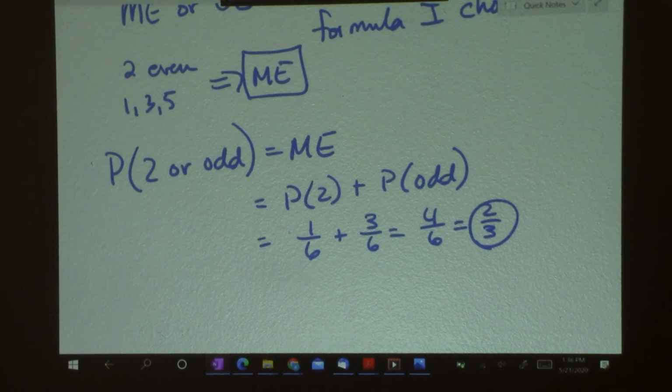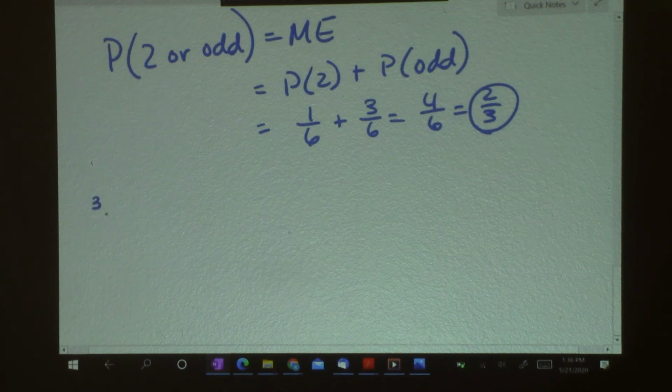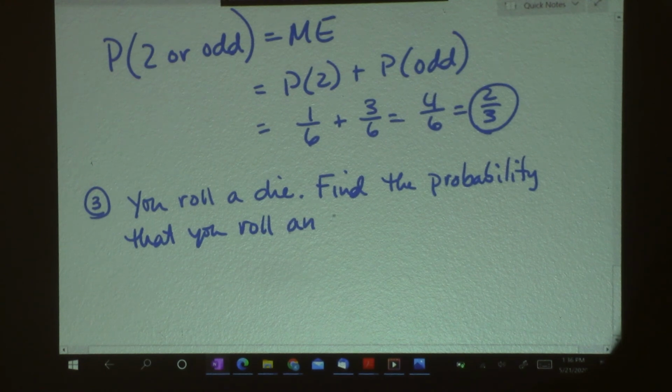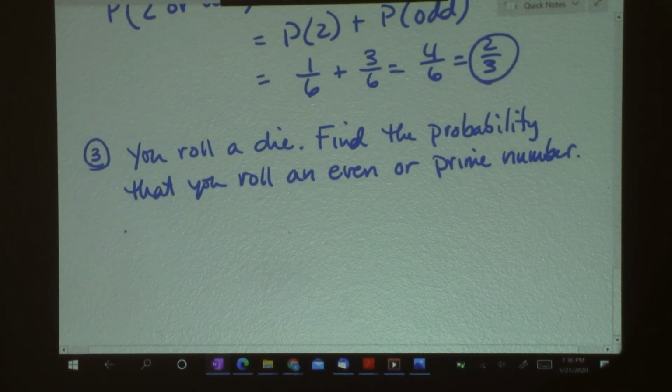Okay, so let's do another one. Number 3. You roll a die. Find the probability that you roll an even number or a prime number. Okay, so the first question is, do we have mutually exclusive or overlapping?